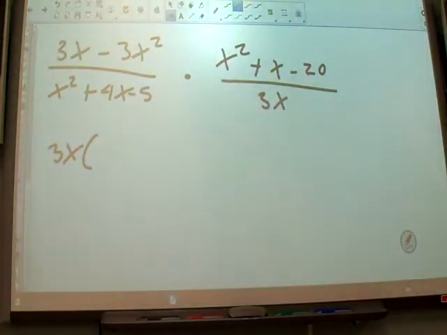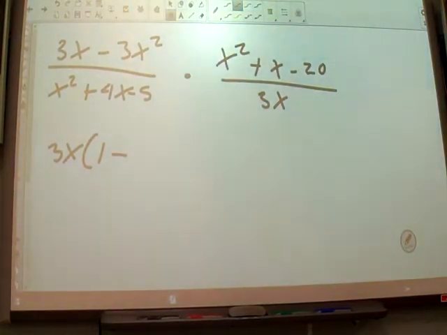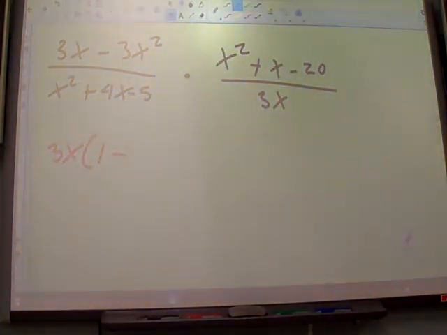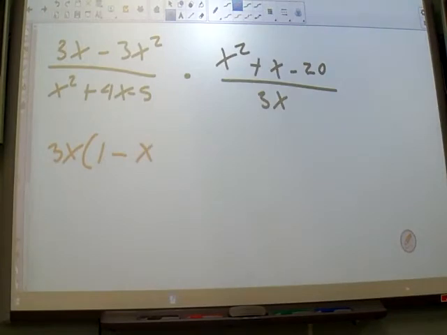So it was a 3x. I divided it by itself. That means there's a 1 left, right? Bring down my minus sign. It was a 3x squared. I took a 3x out. So there's just an x left.